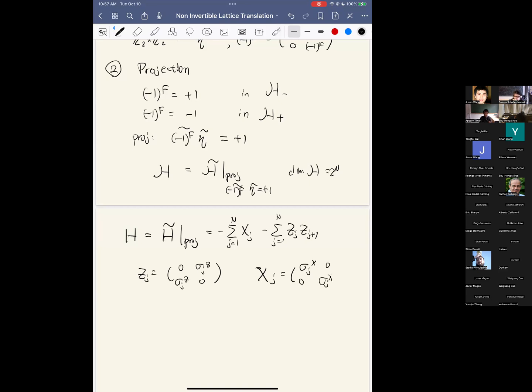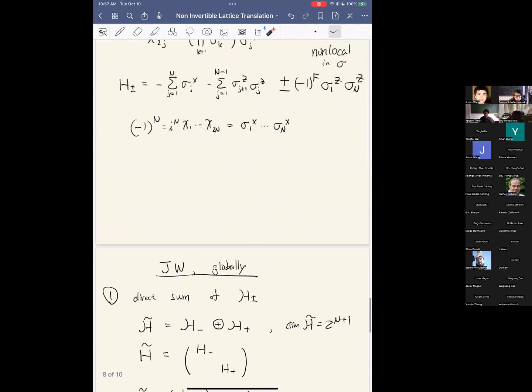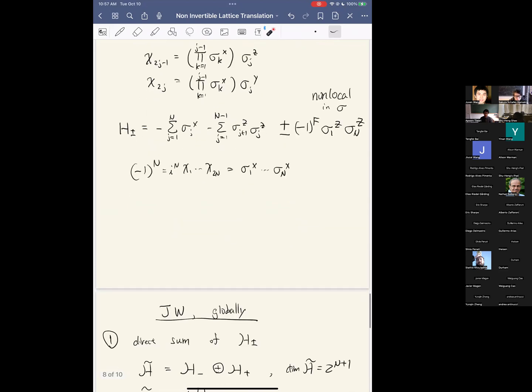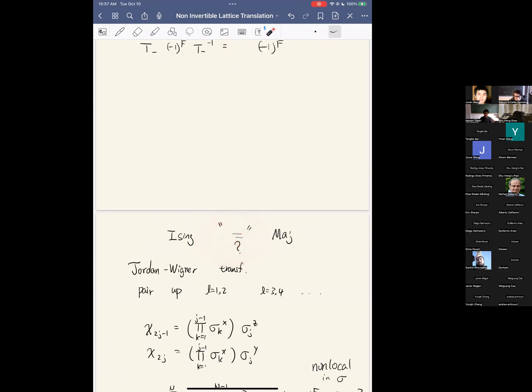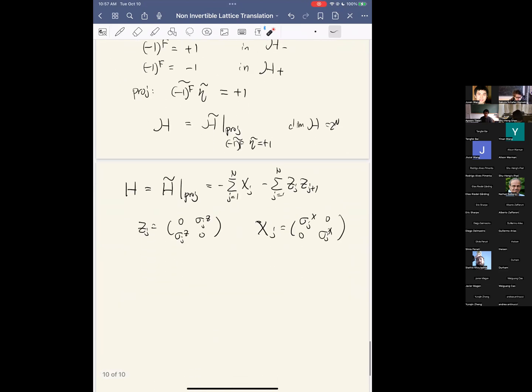That's why I use different notations, symbols for them. Okay. So after a long song and dance, we finally get back the critical Ising Hamiltonian. And that's the precise relation between Majorana and Ising. That's what this whole thing is about. But why did we go through all this?